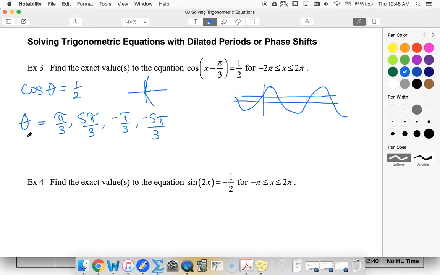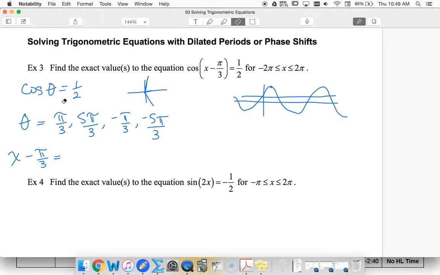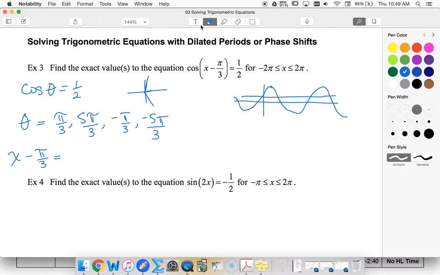Since I know that this would be theta, now I want to replace my theta with x. Not with x, but with all of what was in the parentheses. So theta is the same as x minus pi over 3. So now I've got the same values: pi over 3, 5 pi over 3, and then adding and subtracting values of 2 pi.